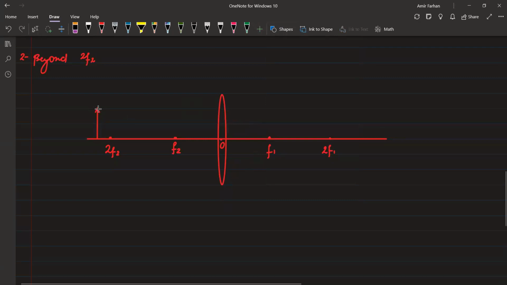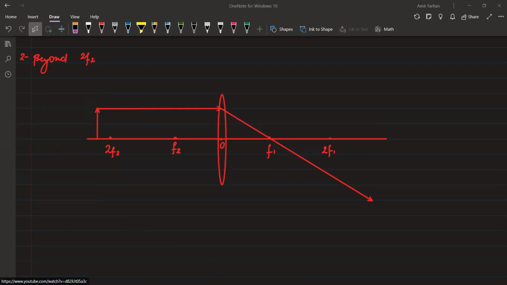So the first ray should always be parallel to the principal axis. It will pass through the focus. Remember this, bachcho? When we draw the image formation of an object, we always make the first ray parallel to the principal axis. Is this clear? Any doubt? We always take the first ray parallel to the principal axis and it will pass through the focus, irrespective of the type of lens or mirror.